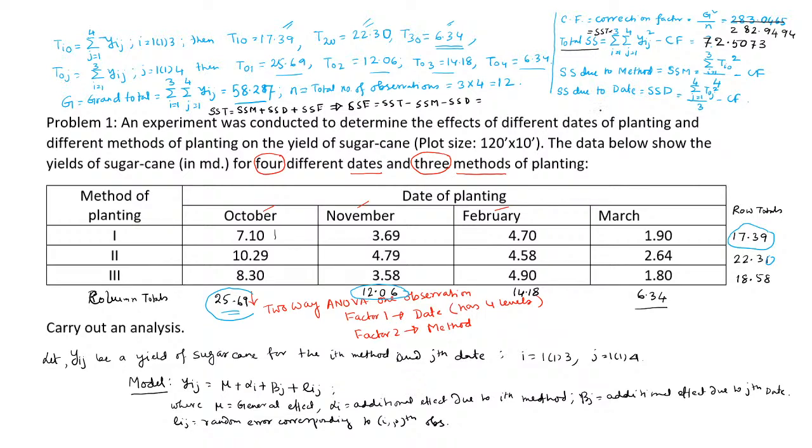And the total degrees of freedom is 12 minus 1, which is 11. Degrees of freedom for SS due to method is equal to, how many methods are there? 3 methods. So 3 minus 1. So this is equal to 2. And for date it is 4 minus 1. This is equal to 3.